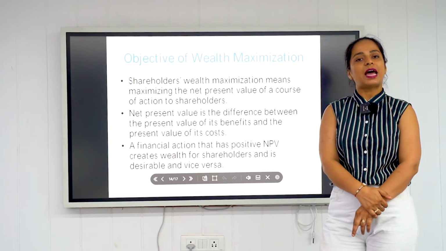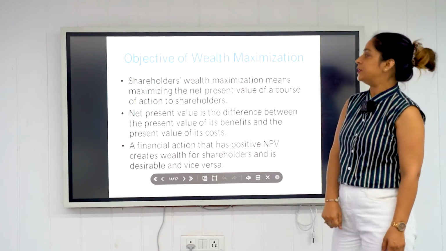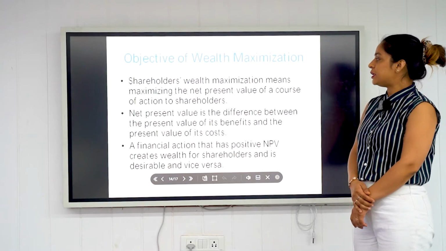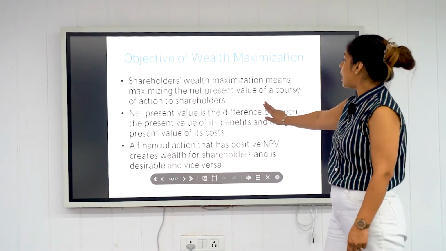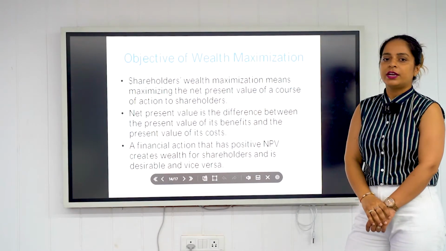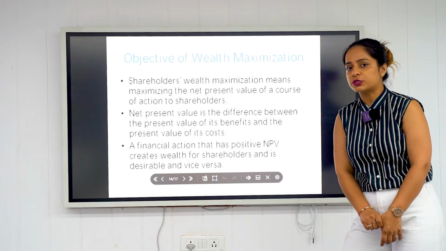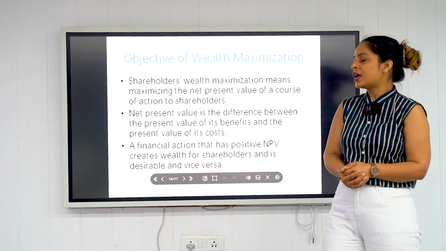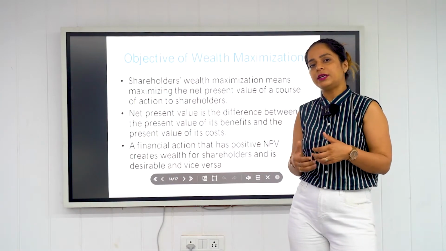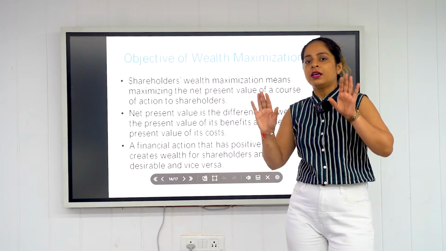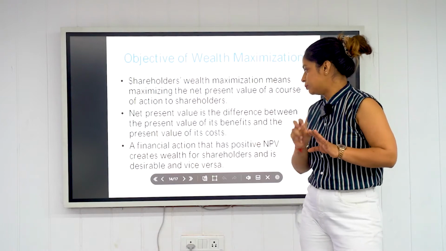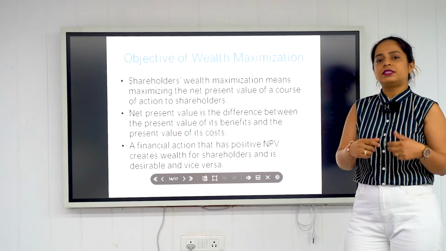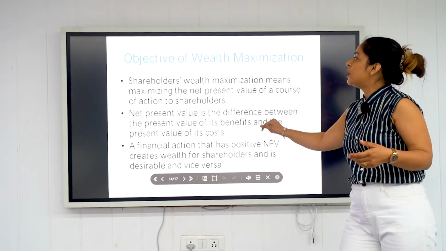Then what are the objectives of wealth maximization? Means the second objective that we are using under financial management. So wealth maximization means to maximize the shareholder wealth, right? It means the value, net present value, of course, the action to the shareholder. It improves the present value of the shareholder's wealth. So what is net present value? It is the difference between the present value of the benefits and the present value of the cost. How much you are earning presently and how much you are spending presently. The net present value is the difference between these two terms. A financial action that has positive NPV creates wealth for the shareholder and desirable profits, and vice versa.